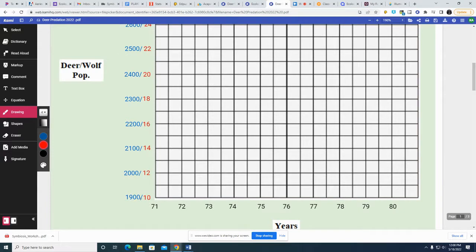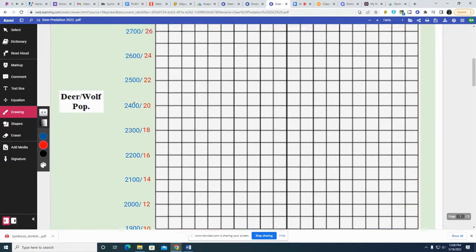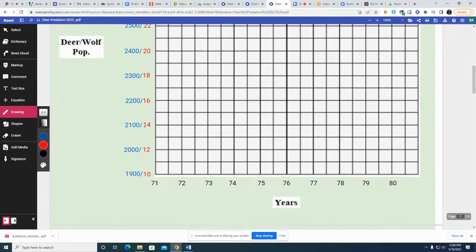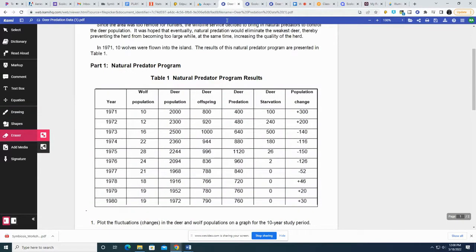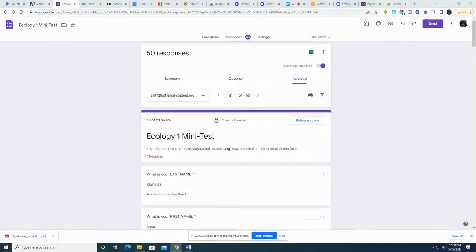All right, so for the deer in blue, start at 1900 on the bottom, and then go up by 100 and skip a line, 2000, 2100, 2200, 2300. So yours should be numbered like this. Years on the bottom, 71 to 1980. Remember, we're graphing this data right here. So I'm going to move this data over here so I can see it.